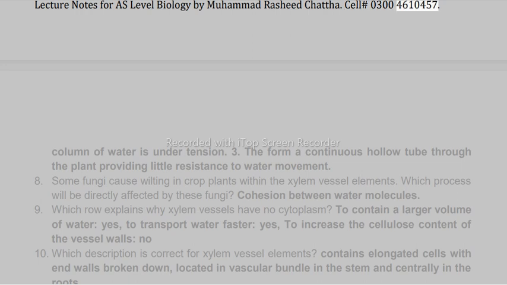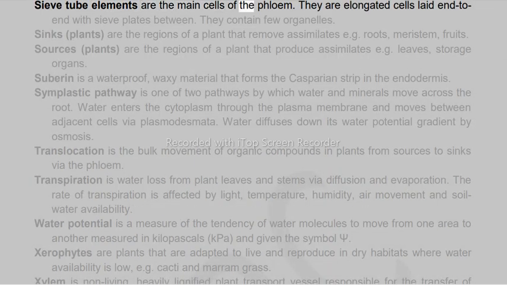Sieve tube elements are the main cells of the phloem.